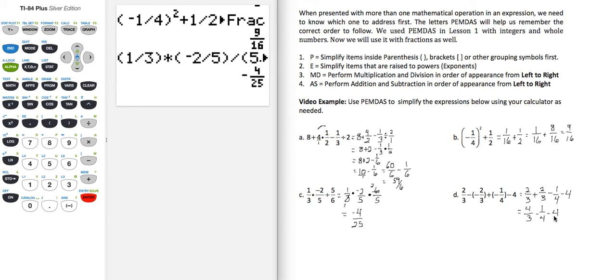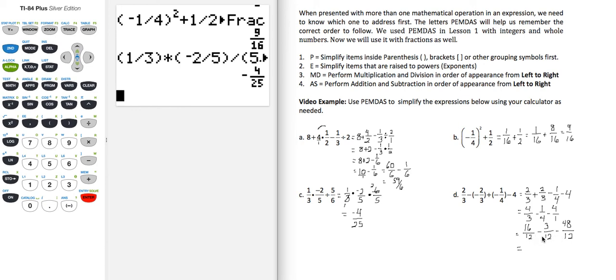Now I have essentially 3 fractions. I'm going to write 4 as 4/1. I need a common denominator of 12 for everything. So let's go ahead and get that. 3 goes into 12 four times. 4 times 4 is 16. 4 goes into 12 three times. 3 times 1 is 3. 1 goes into 12 twelve times. 12 times 4 is 48.